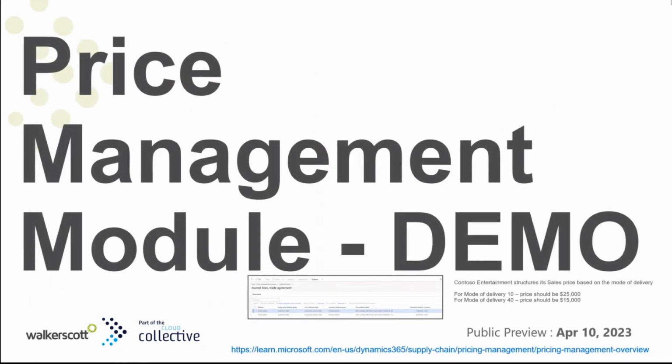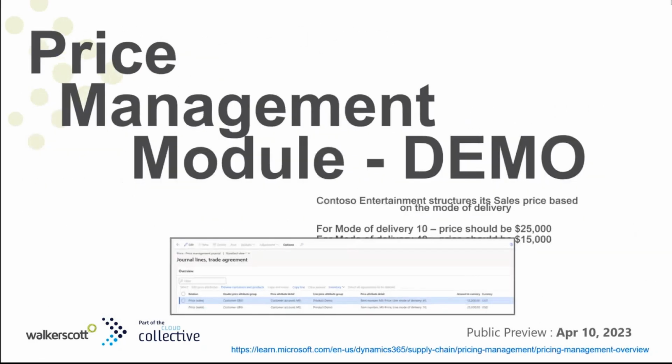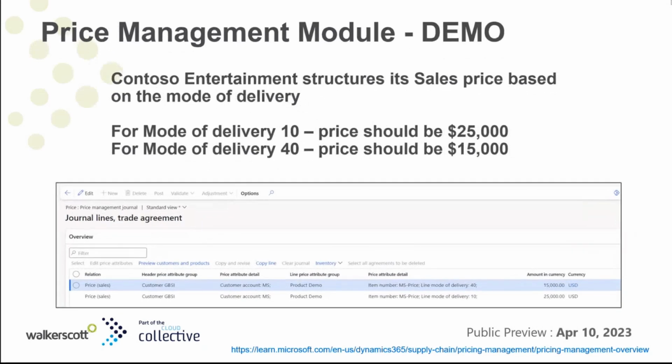Okay, now let's explore a straightforward illustration involving Contoso Entertainment, a company that configures its pricing according to the attributes of the sales order line. The way I've configured the demo is I've utilized the out-of-the-box customer ID and mode of delivery attributes from the customer master and order line table to establish the pricing structure. So for mode of delivery 10, the price should populate $25,000. And for mode of delivery 40, the price would be 15,000 USD. So now let's jump into D365.